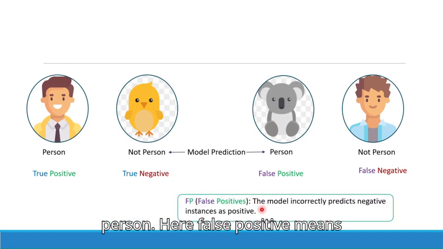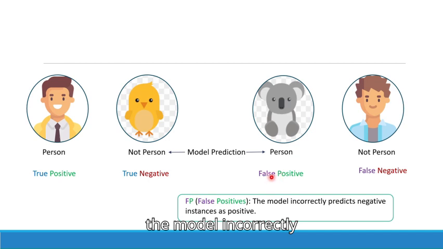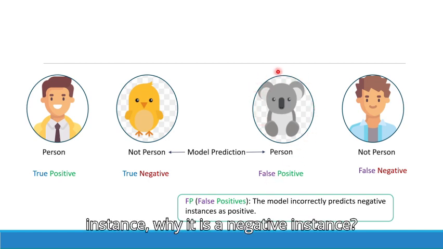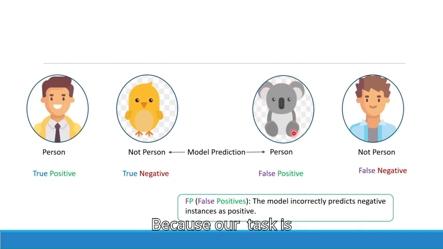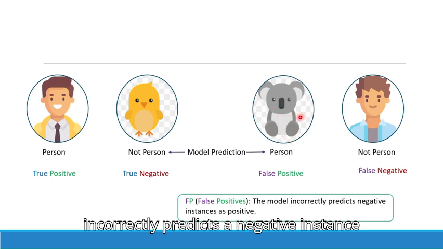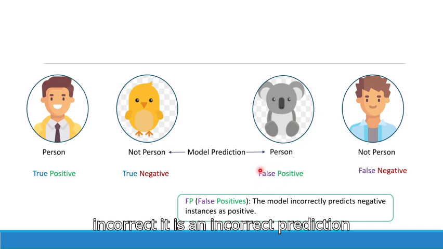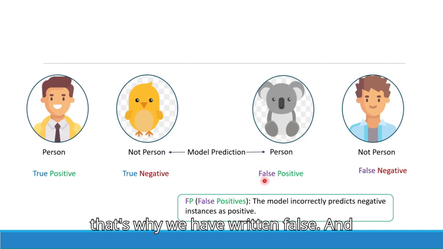False positive means the model incorrectly predicted a negative instance. Why is it a negative instance? Because our task is to classify or recognize a person. So it is a negative instance because it doesn't belong to a person. The model incorrectly predicts a negative instance as positive. That's why it is an incorrect prediction, that's why we have written false.